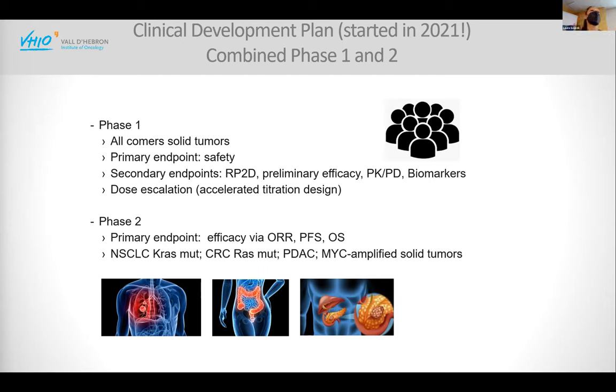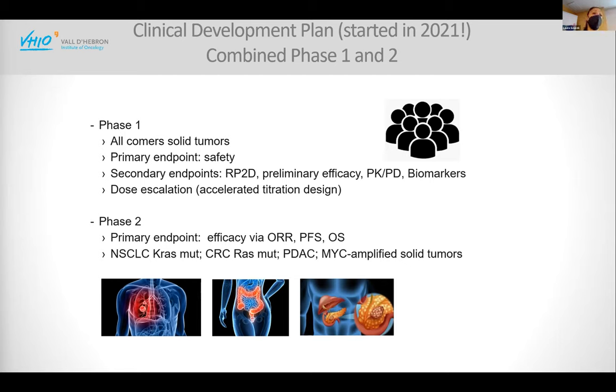We had some patients that got to the clinical trial that were very sick. They stayed very long in the study, more than 7 months, a PDAC patient. So we are now including PDAC as an indication in phase two, something that we have not planned at all. We are thinking of including KRAS mutant non-small cell lung cancer, RAS mutant colorectal cancer, and maybe we will add a small cohort of MYC amplified tumors.